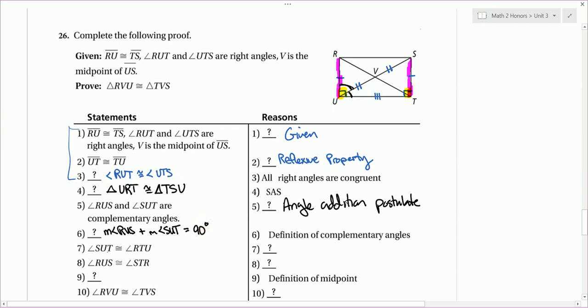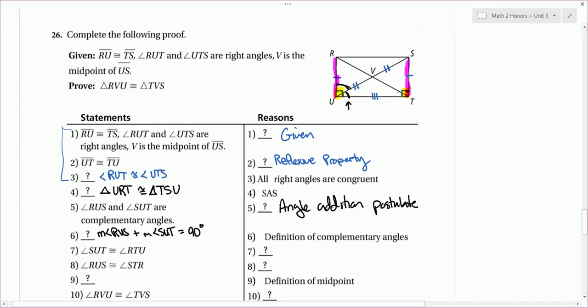7, angle SUT is congruent to angle RTU. So let's find those. SUT, we've already drawn that in. That's right there. Is congruent to RTU, right there. And that we've already established by number 4. SUT is in the second triangle, and RTU is in the first triangle. And because we have two triangles that are congruent, their corresponding parts are congruent. So corresponding parts of congruent triangles are congruent.